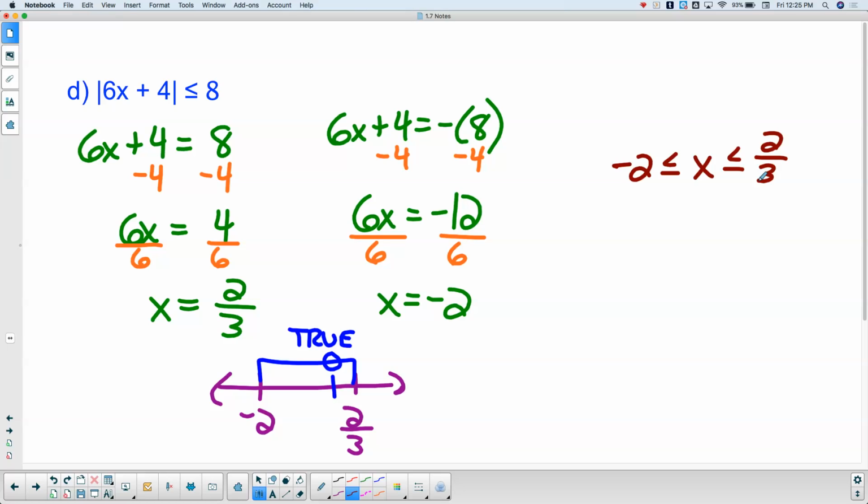And then, Nick, last one. What kind of dots do I got going on my number line? Closed ones. Yep. Bingo. Negative 2, 2/3, closed dots, handle. Love every part of that.